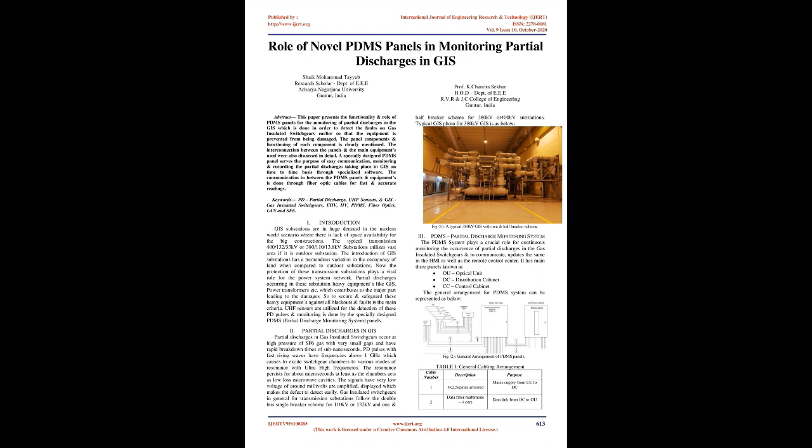Introduction. GIS substations are in huge demand in the modern world scenario where there is lack of space availability for big constructions. The typical transmission 400/132/33 kV or 380/110/13.8 kV substations utilize a vast area if they are outdoor substations. The introduction of GIS substations has a tremendous variation in the occupancy of land when compared to outdoor substations. Now the protection of these transmission substations plays a vital role for the power system network. Partial discharges occurring in these substation heavy equipment like GIS, power transformers etc. contribute to the major part leading to damages. So to secure and safeguard these heavy equipment against all blackouts and faults is the main criterion.